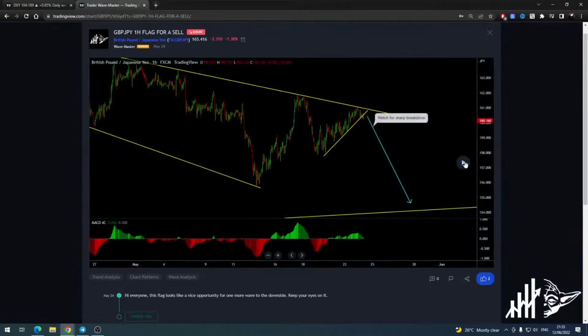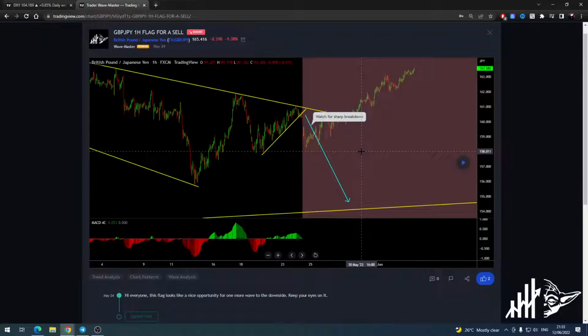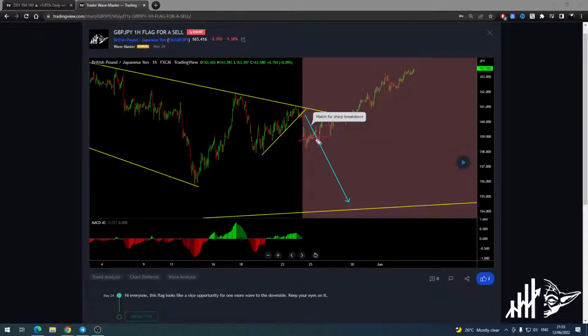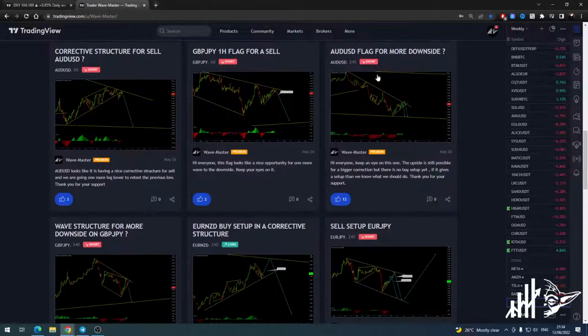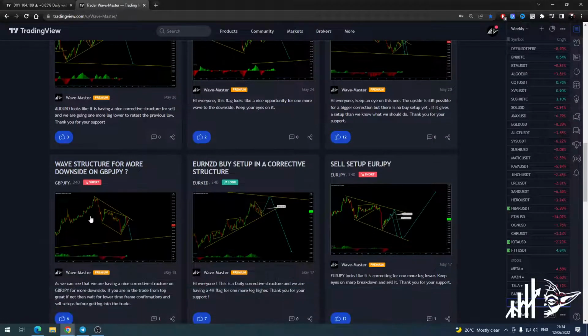Pound yen, this is kind of an old idea. It went lower, stopped out, and then stopped the movement. The movement didn't continue to the downside, so it just starts going sideways. You have to take all your profits away. AUSD we commented on already. Pound yen we discussed already.